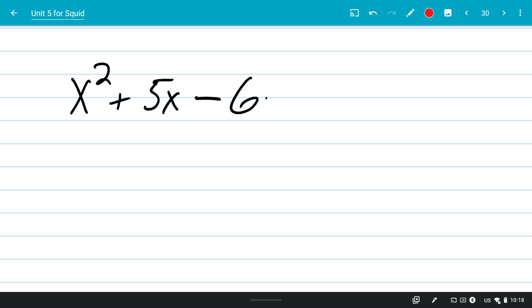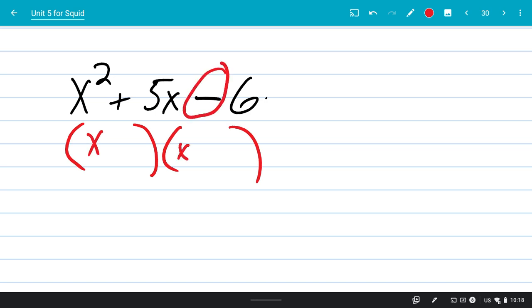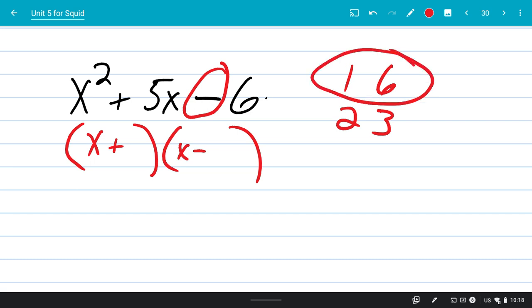Are you ready? Is there a GCF? No. Is there a leading coefficient? No. So, splitting signs. Put an X in each. Signs are opposite, so a plus and a minus. Factors of 6: 1 and 6, 2 and 3. Do any of those come together with opposite signs to get me a 5? No, wait, yes. 6 minus 1. 6 minus 1 is 5.